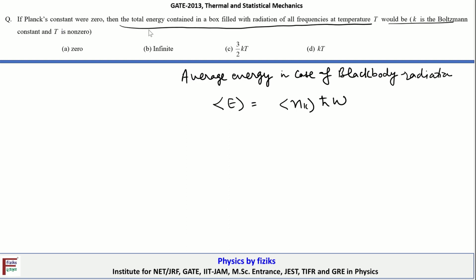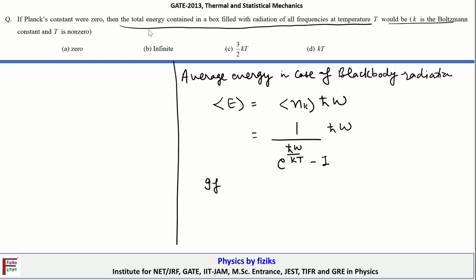Okay, where N_k, that's the mean number, is also called the occupation index. So N_k, for the photon, is equal to 1 upon exponential of ħω upon kT, where k is the Boltzmann constant, minus 1, multiplied by ħω. Okay, now from here we notice that if the Planck constant goes to 0, so that means if ħ goes to 0, then we are having the average energy of the form 0 by 0.